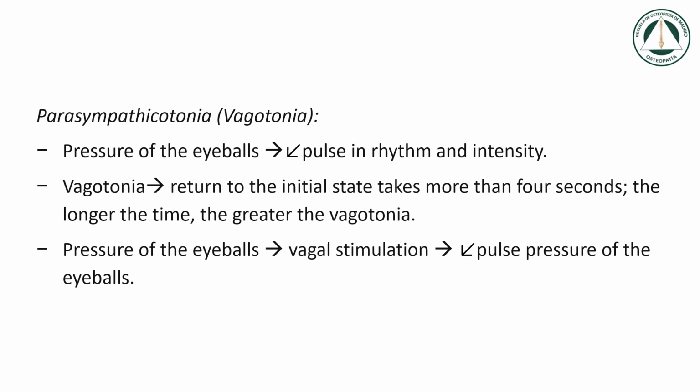Parasympathicotonia, vagotonia. In the case of parasympathicotonia, from the onset of ocular pressure, the pulse decreases in rhythm and intensity. In the case of vagotonia, the return to the initial state takes more than 4 seconds. The longer the time, the greater the vagotonia. The oculocardiac reflex is easily explained. Pressure on the eyeballs causes vagal stimulation, hence the slowing of the pulse, and the return to normal after this stimulation has stopped.